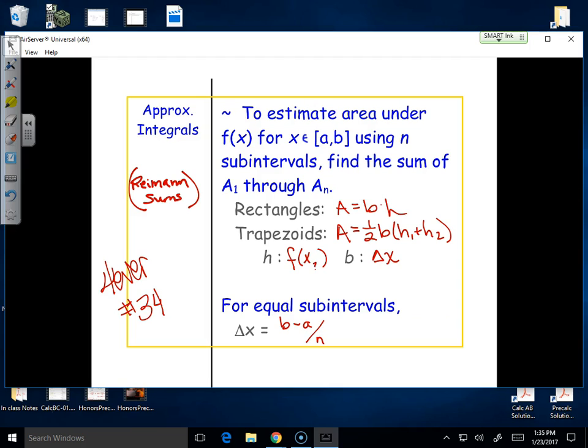Heights are always function values, bases are always delta x's. If we're allowed to make them equal, then we use this little formula down below. If we're not allowed to make them equal, then we just have to use whatever change in x's they give us. Sad but true.